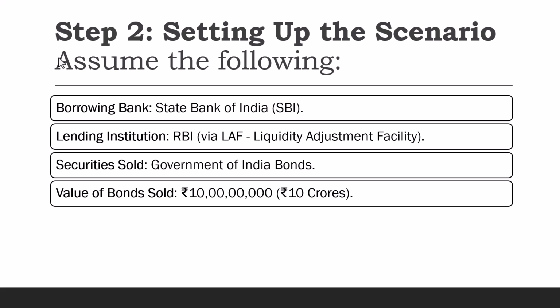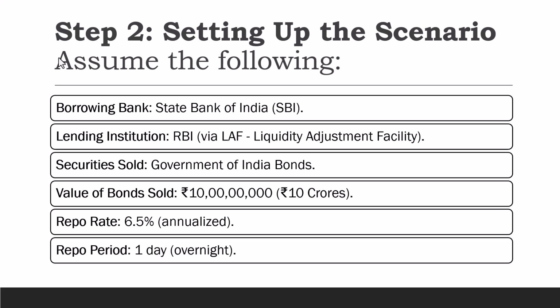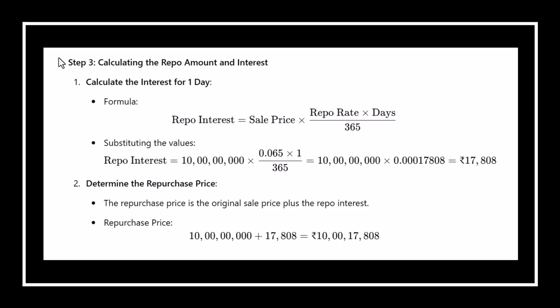So for example, State Bank of India needs 10 crores money for one day or for 14 days, whatever. So they are going to sell 10 crores. Repo rate 6.5%. Repo period is one day. So that means they need it only for one day. In this example, they require 10 crores for only one day.